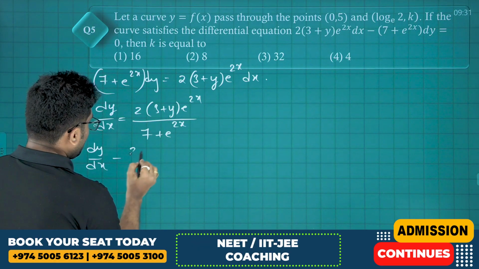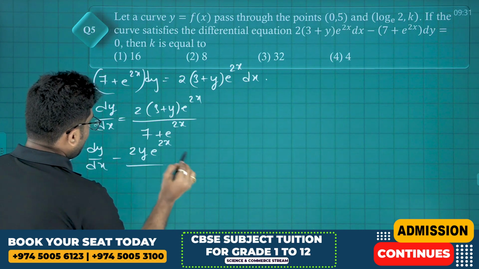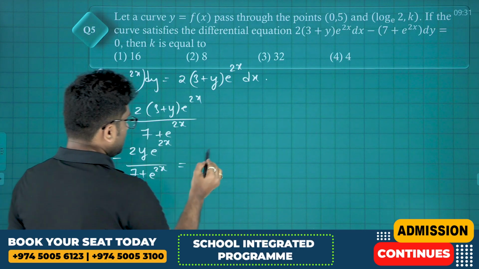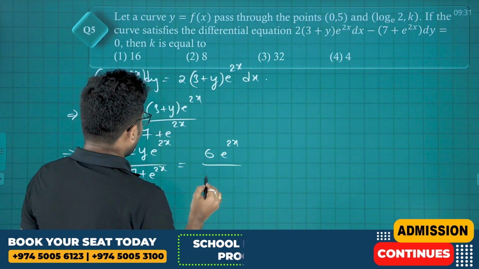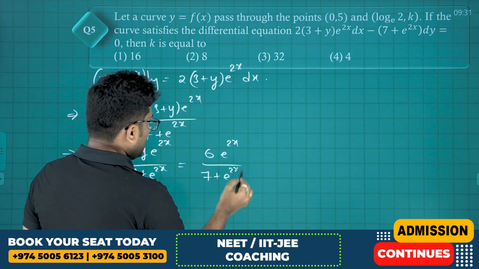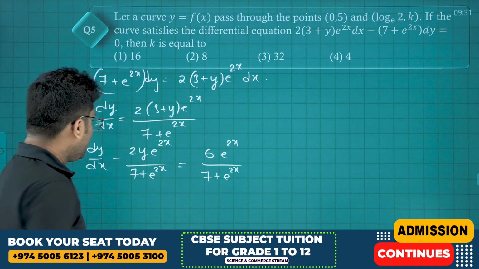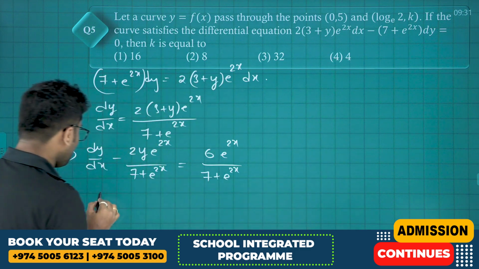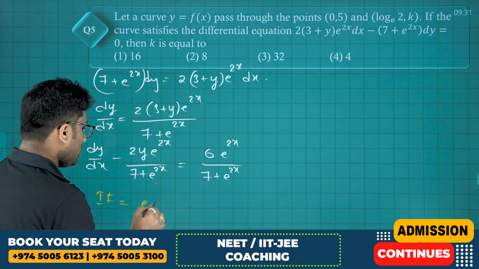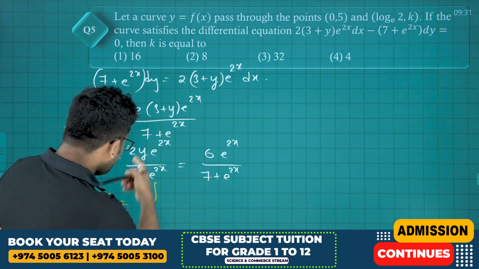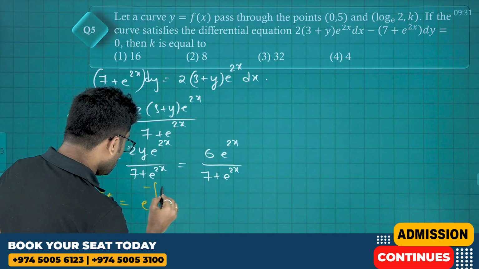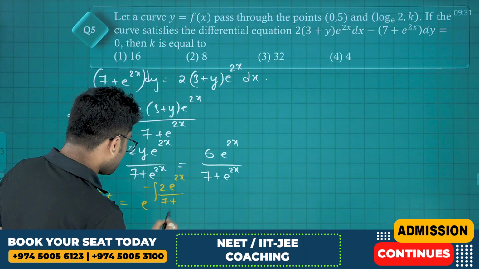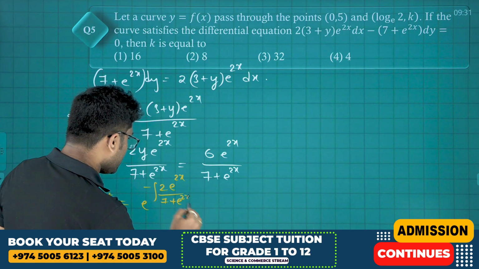So that we can write it as minus 2y into e power 2x divided by 7 plus e power 2x is equals to 2 3s are 6 into e power 2x by 7 plus e power 2x. Now clearly it is linear in y, dy by dx plus py is equals to q. Now what is the integrating factor? We will find IF is equals to e raised to integral p dx. What is p? P is nothing but minus 2 into e power 2x divided by 7 plus e power 2x.